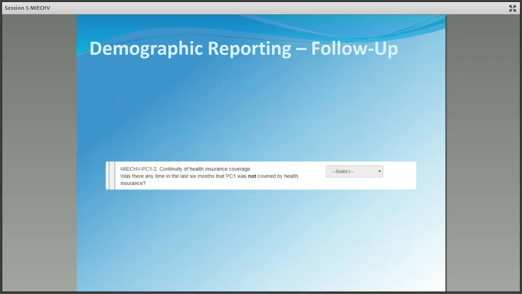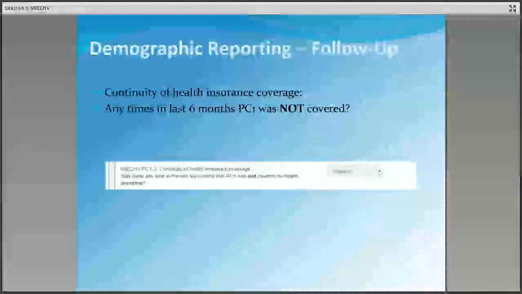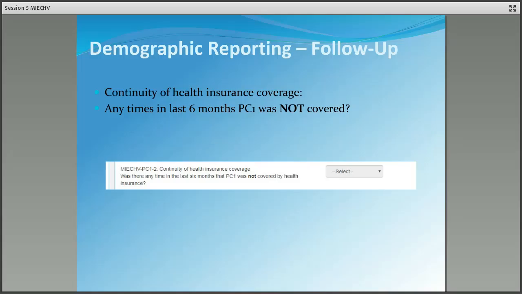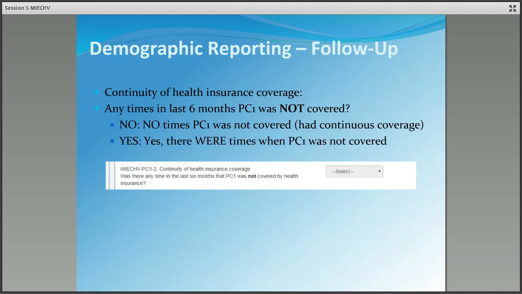Pay special attention to the continuity of insurance question. It's actually asking whether there was a time in the last 6 months that PC1 was not covered by health insurance. As such, answering no means that there were no times when PC1 was not covered, so they did have continuous coverage over the past 6 months. Answering yes means that there were times when PC1 was not covered.